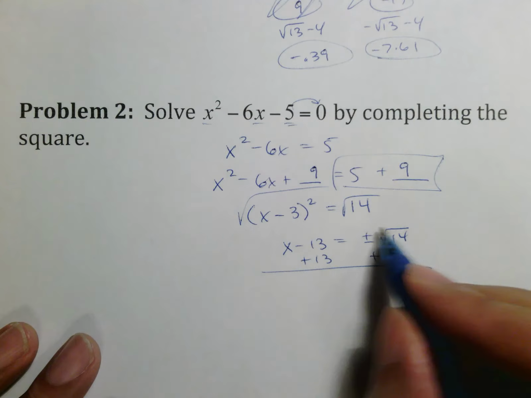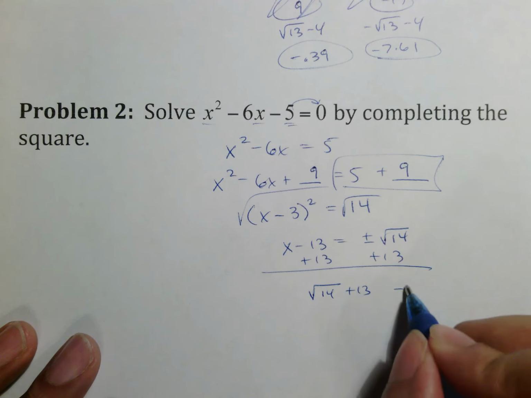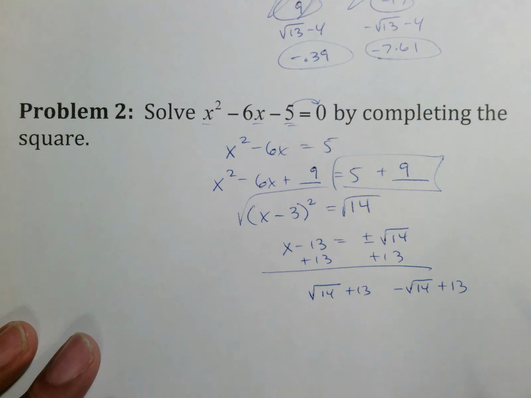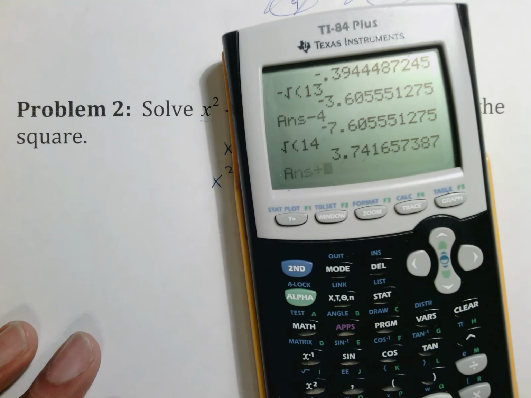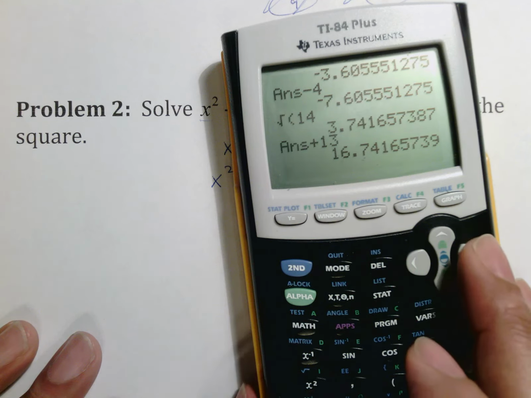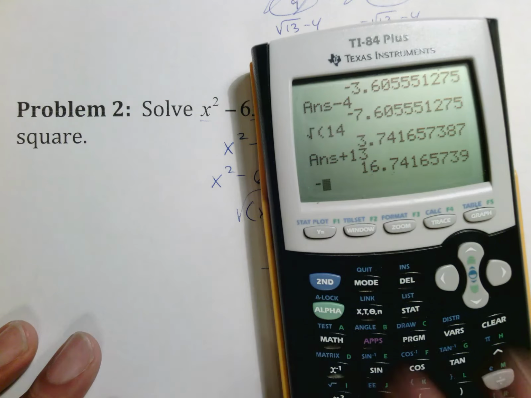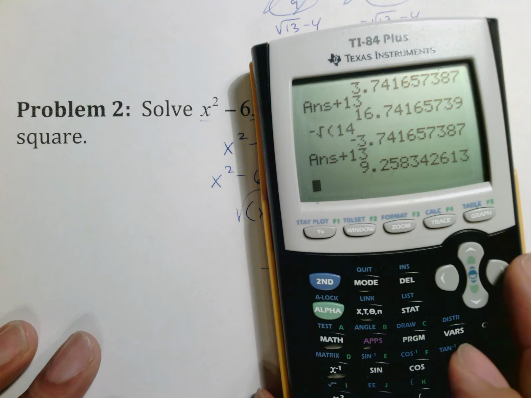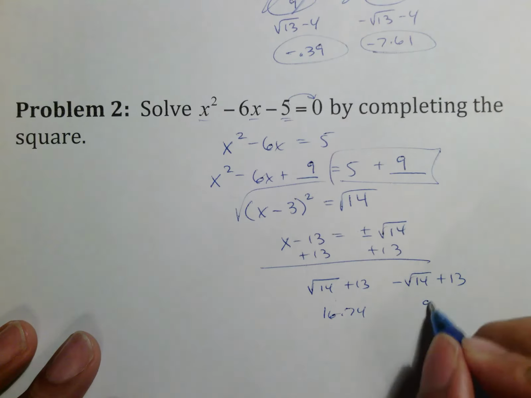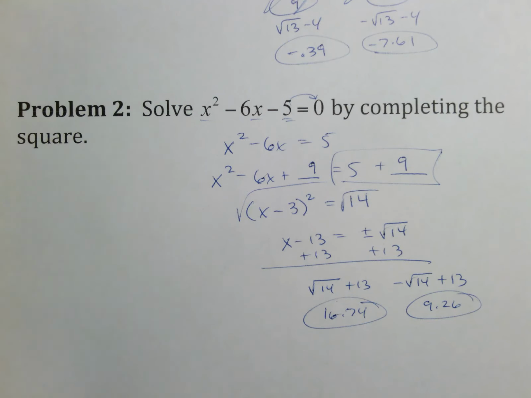And again, remember, this represents two numbers, so we get square root of 14 plus 3, and we get a negative square root of 14 plus 3, which we can just do right here. Square root of 14 plus 3 equals 6.74. Negative square root of 14 plus 3 equals -0.74. And that would be our two answers in that question.